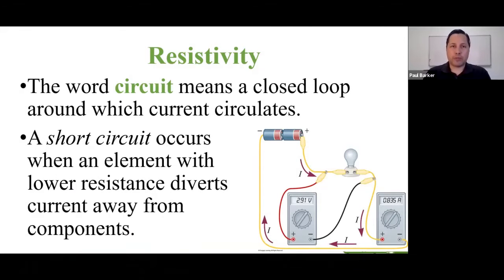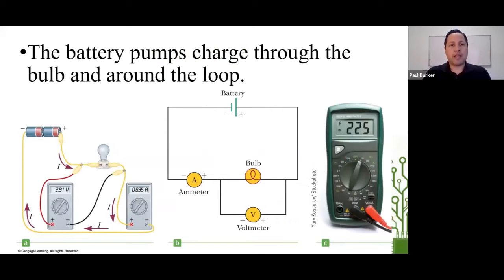Next, let's go on and talk about resistivity. The word circuit means a closed loop around which current can circulate. What about a short circuit? A short circuit occurs when an element with lower resistance diverts current away from the components. In a circuit, the battery pumps charge through the bulb and around the loop.